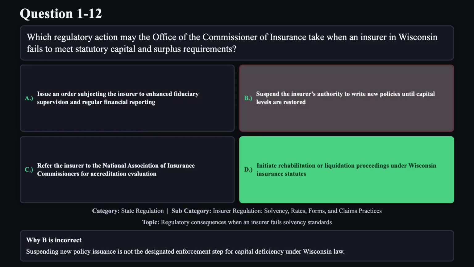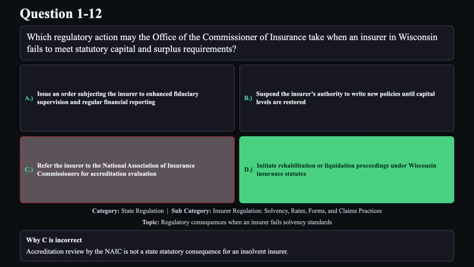Reason B is not correct. Suspending new policy issuance is not the designated enforcement step for capital deficiency under Wisconsin law. Reason C is not correct. Accreditation review by the NAIC is not a state statutory consequence for an insolvent insurer.